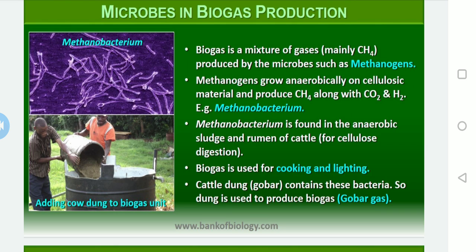The name came because generally we call dung gobar in Hindi. So instead of biogas, we use the term gobar gas, because it is very clear, and as I told you just now, it is from cattle dung. That is nothing but gobar in Hindi, which contains this bacteria, Methanobacterium. So the dung is used to produce the biogas.